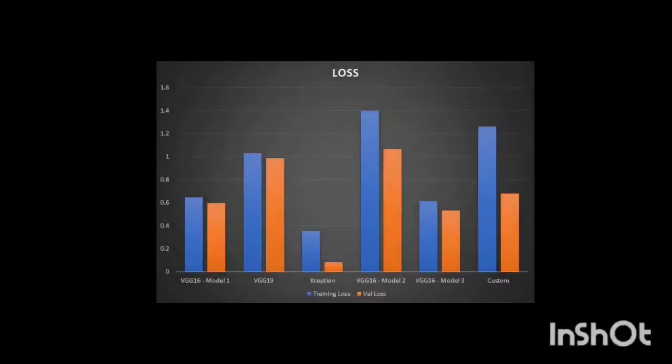The result analysis can be summed up into 2 graphs. The first one is the loss graph. As you can see, we have pictorially represented the training and validation losses we got for the models we trained. None of the models we trained are overfitting because the validation loss was always lower than the training loss. The Xception model has the least loss and hence is the best option among them.